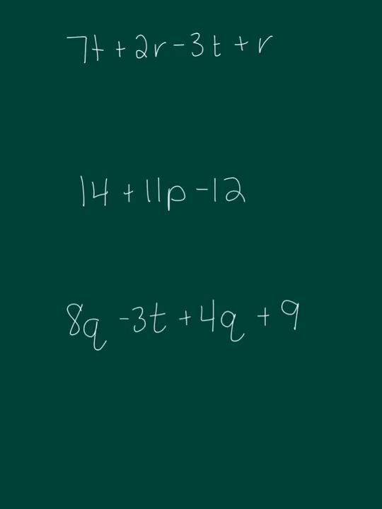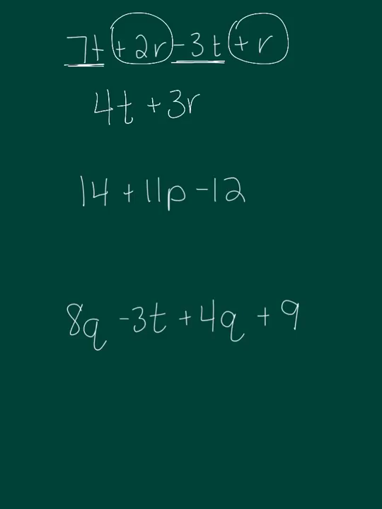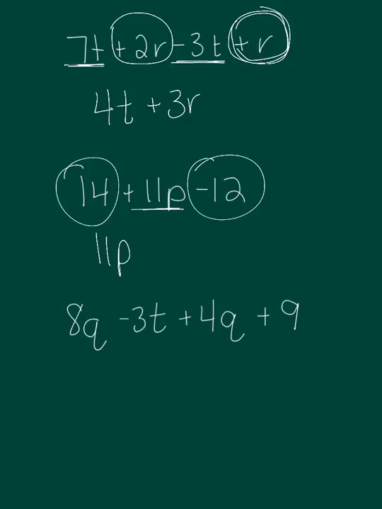Alright, so here are our last 3 expressions that we have to simplify. So the first one, when we're looking at combining like terms, we have 7t and minus 3t, and that gives us 4t, and then we have positive 2r and plus 1, or 1r, and that gives us 3r. Keep in mind that even though there's not a coefficient in front of this r, that just means that it's a 1. So the next one is going to be 11p, that's just by itself, and then we combine 14 and minus 12, and that gives us plus 2.